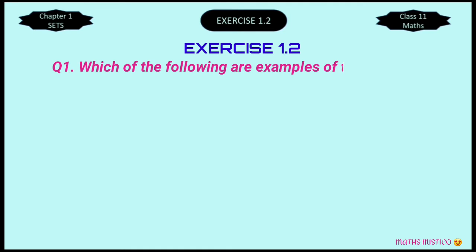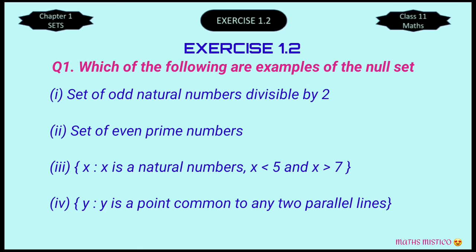To decide the answer to question 1, we will change the descriptive form to the roster form as it becomes easy to count the members. So the first one is an empty set because no odd natural number is divisible by 2. 2 is the only even prime number, so the second set is not an empty set.